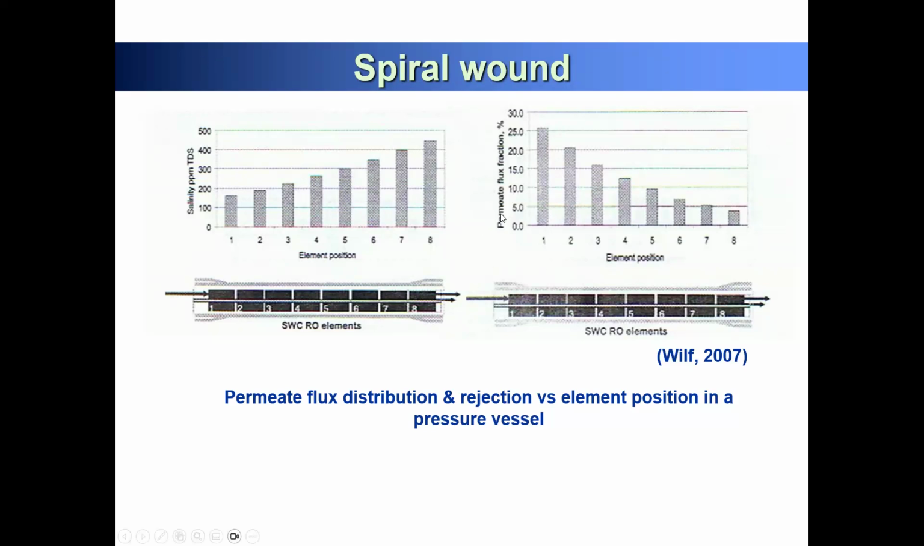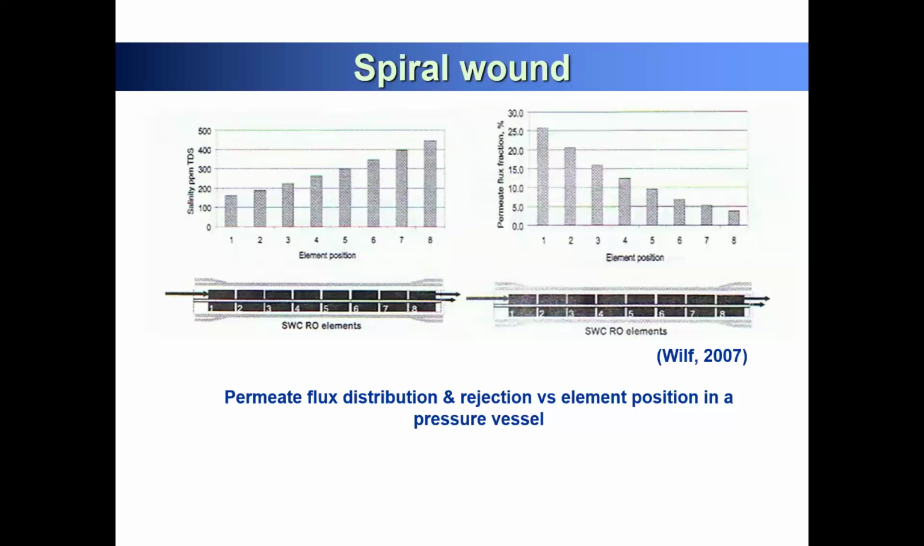Also, you can see the permeate flux. Initially, your permeate flux fraction is such that you produce 25% of the water from the first element. But at the last element, you have less than 5% of the overall permeate flux, which means you have a high concentration, you have a high loading of fouling at the end of the element. High concentration polarization will create overall less permeate flux. So this is all combined.